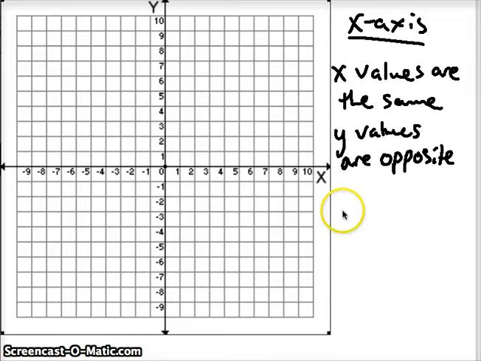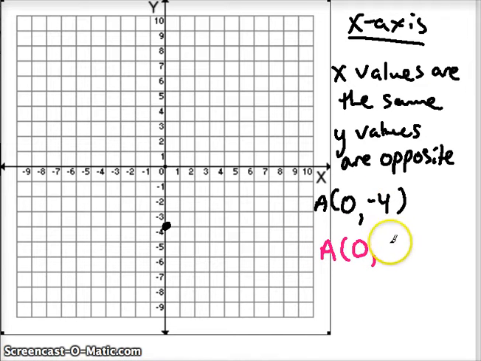So let's do an example here. Let's do 0, negative 4, and we'll call that A. So 0, negative 4 is right here. And if we reflect it, the x value now stays the same, so it's still 0, but the y value is now opposite. So the opposite of negative 4 is positive 4. 0, positive 4 is right there. And that's, oops, there we go, right there. So you can see those points reflected. We didn't label that guy. There we go. Now it's good.